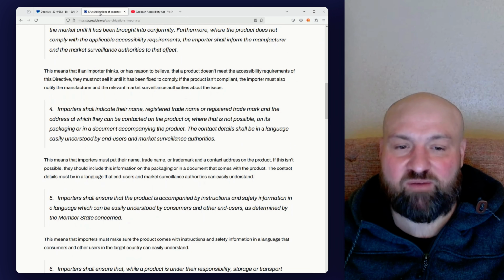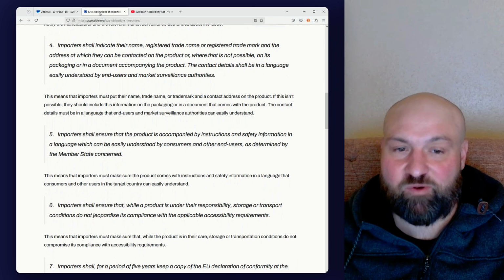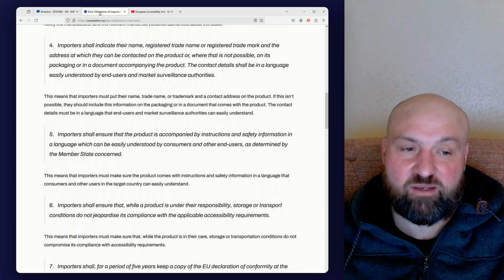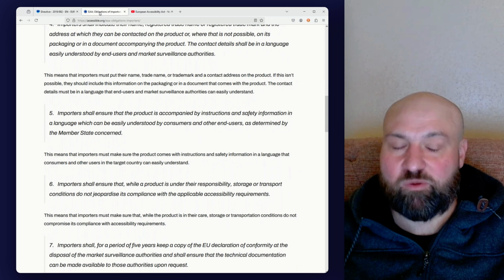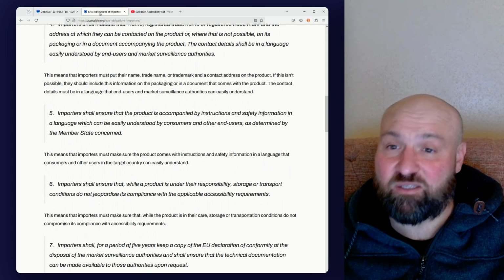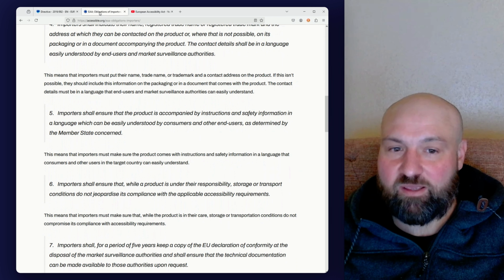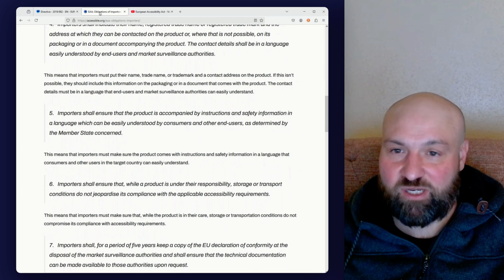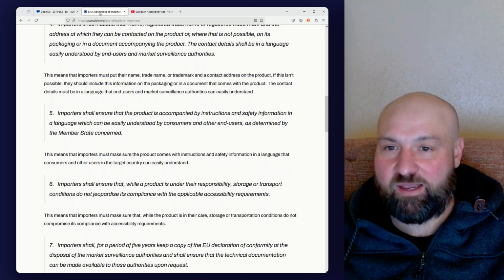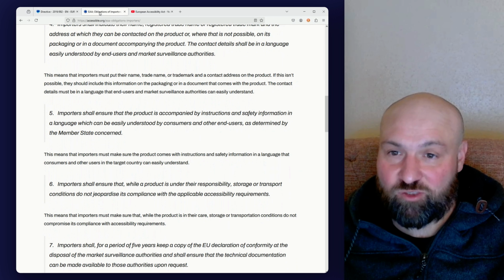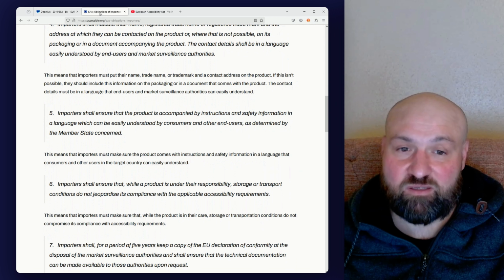All right, so let's move on to paragraph 5. Importers shall ensure that the product is accompanied by instructions and safety information in a language which can be easily understood by consumers and other end users as determined by the member state concerned. So one thing to remember about the European Accessibility Act is it's a directive, and it's legally binding. But the member states have discretion in how they reach these objectives. So think of the EAA as a rule book, and the rule book sets out the instructions and the objectives, but the member states can determine how to carry out these objectives.